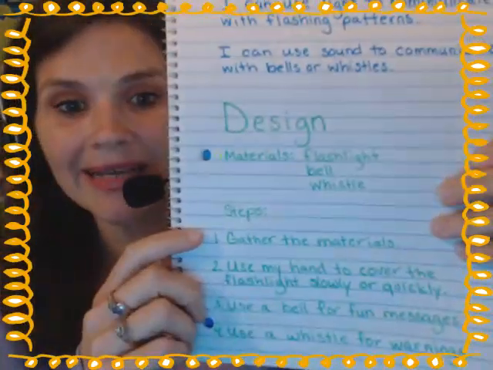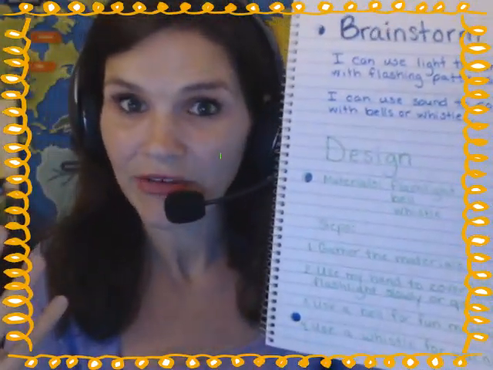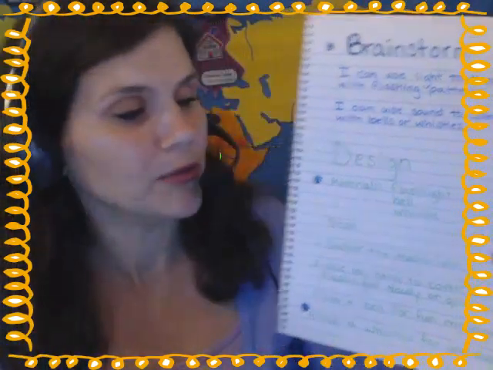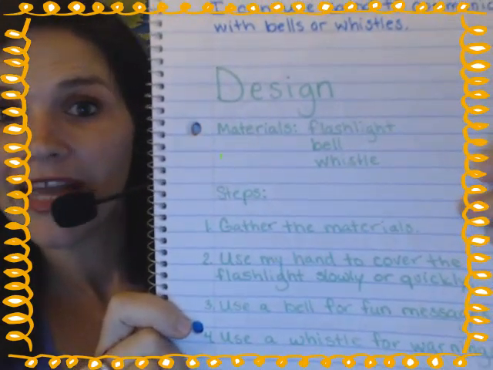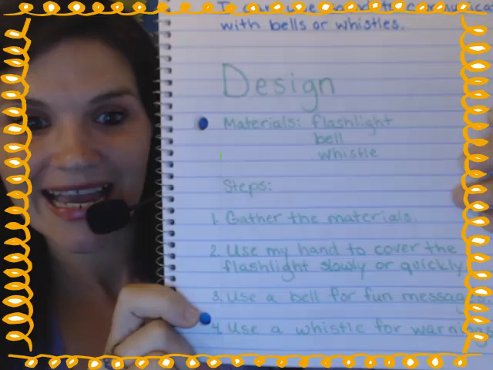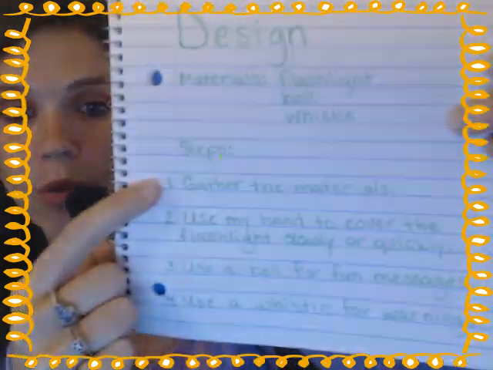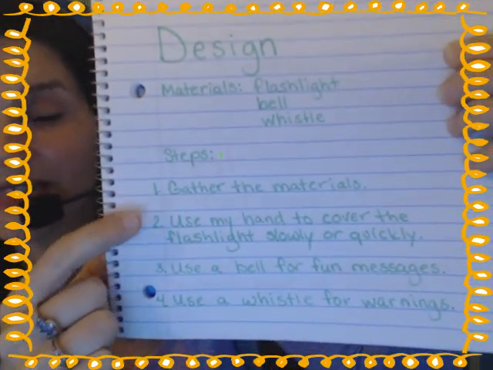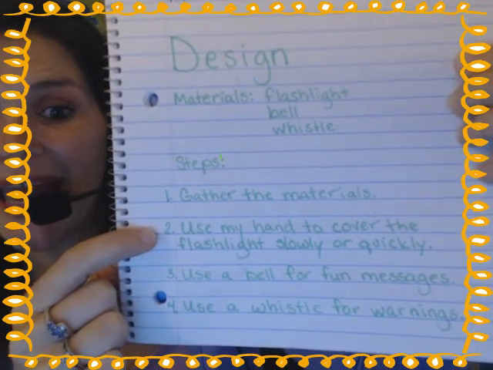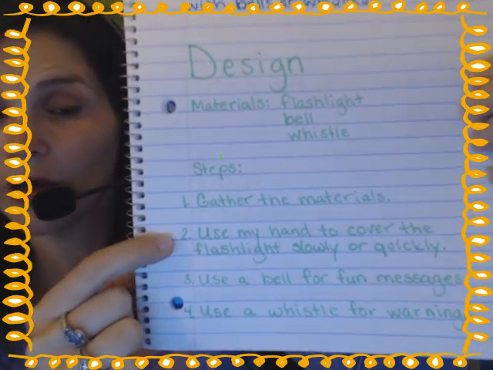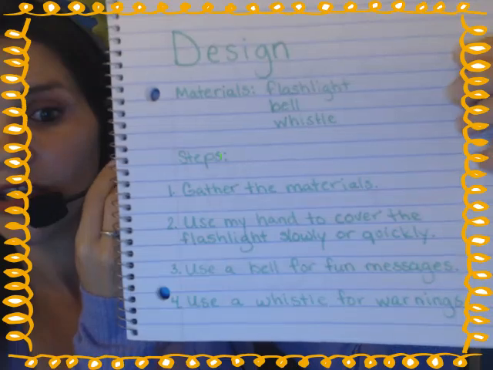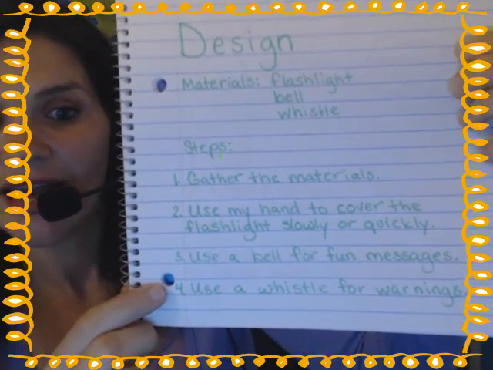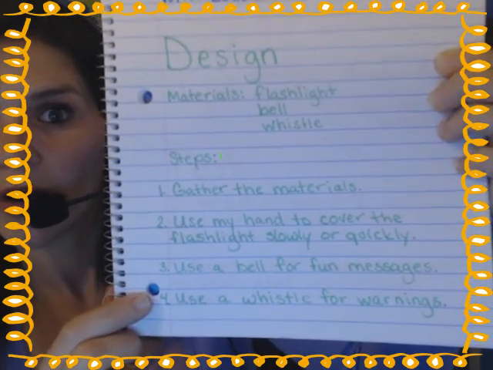In mine, I used words, but you can also draw pictures to show what you'd like to do as well. So for my design, I'm going to use items I already have in my house, and I'm going to test them to see how I can improve them and make them better so I can communicate. So I need for my materials list a flashlight, a bell, and a whistle. I'm using light and sound. Here are my steps. Number 1, gather the materials. Number 2, use my hand to cover the flashlight slowly or quickly. Number 3, use a bell for fun messages. And number 4, use a whistle for warnings, right? That's that harsher sound. It's definitely going to get your attention.